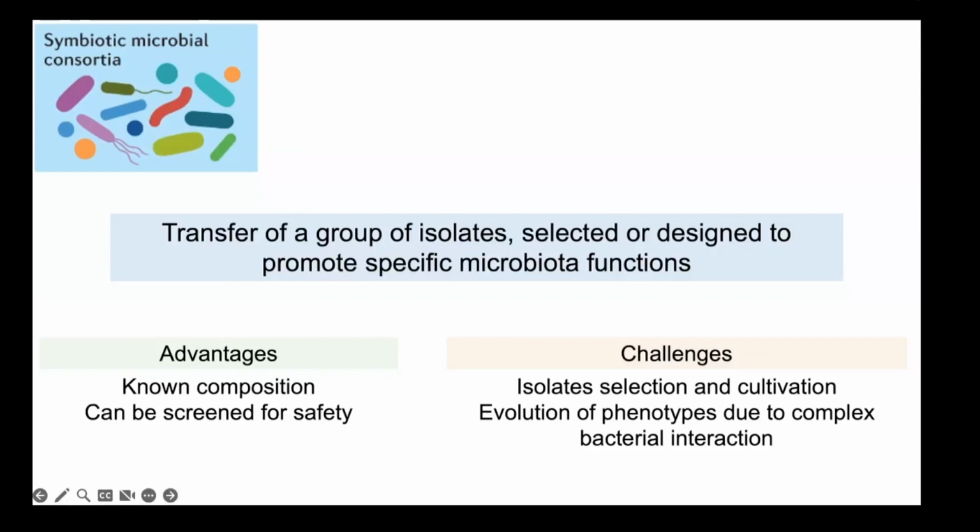The challenges, of course, become, which isolates do we select? How do we screen isolates? And then how do we cultivate these isolates? We then need to be able to culture them out. And just because we know what we're giving patients, that doesn't mean that we know exactly what then might happen. Because once you take these strains and put them into a patient, there are going to be ecological interactions that happen, which again, I think we're still trying to understand.